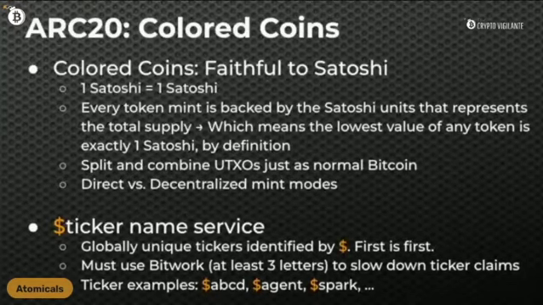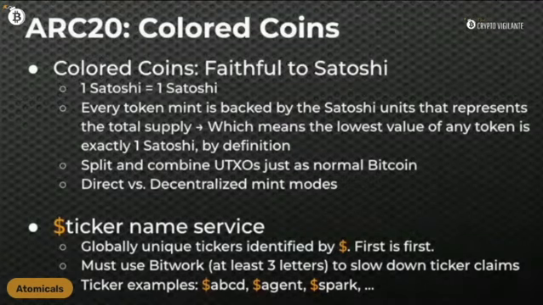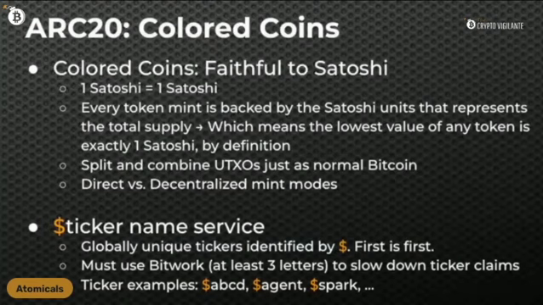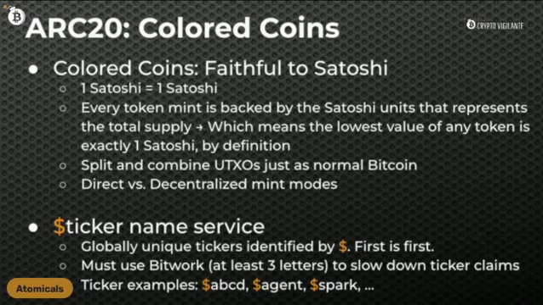Okay. Here we introduce, shifting gears a bit from NFTs to colored coins. Introducing ARC20, the colored coins that are truly faithful to Satoshi. And we humbly say that if Satoshi were to create colored coins, he would do it this way because 1 Satoshi equals 1 Satoshi. Every token mint is backed exactly by the Satoshi units that represent the total supply, which means the lowest value of any token is exactly 1 Satoshi by definition.